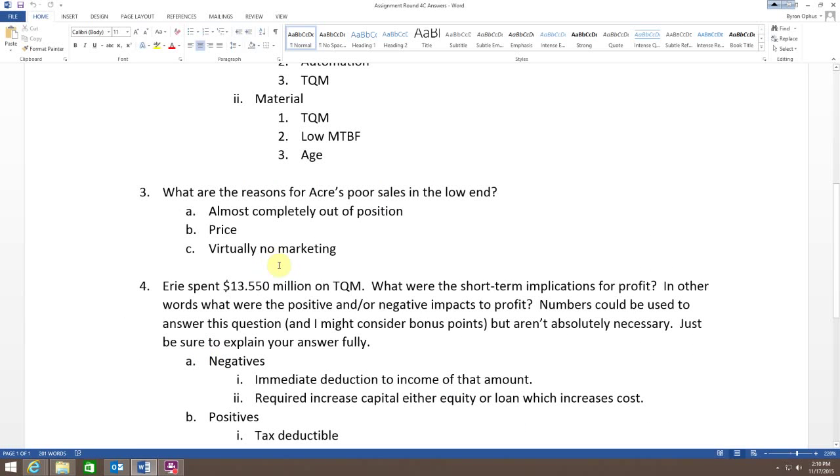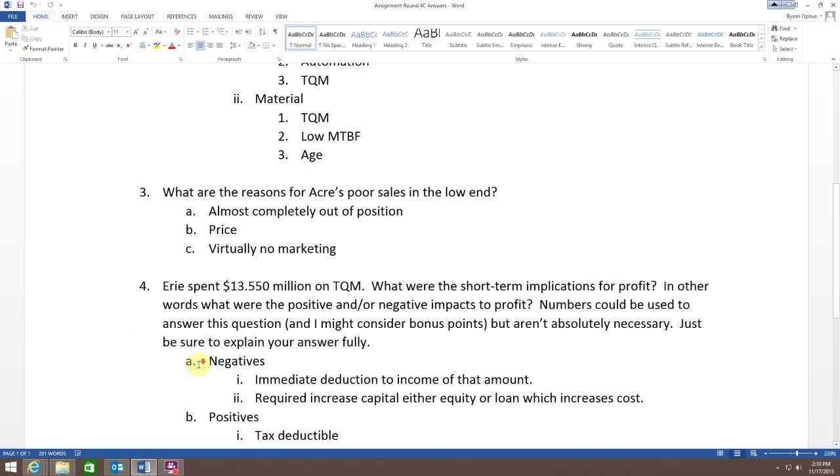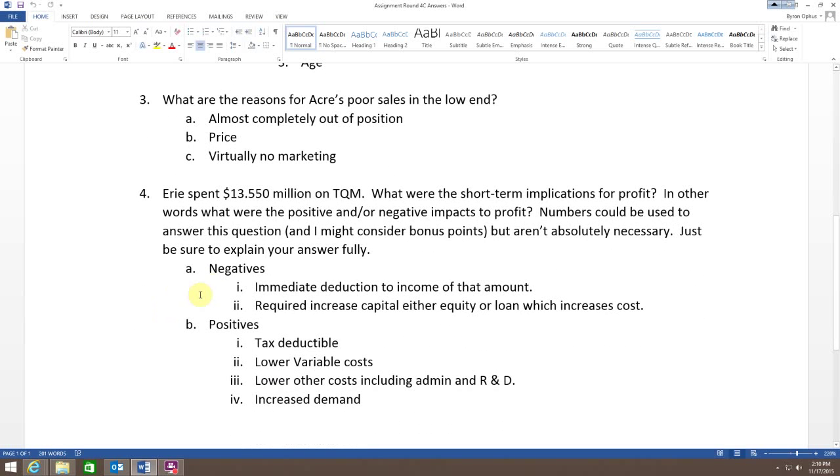And then lastly, virtually no marketing. The marketing is easy to see. You just come to Acre, look at that, almost no promotional budget, and certainly it hardly qualifies at all for sales budget. I don't know if that might have been a typo by the team, but certainly almost no marketing there. 4, Erie spent $13.55 million on TQM.